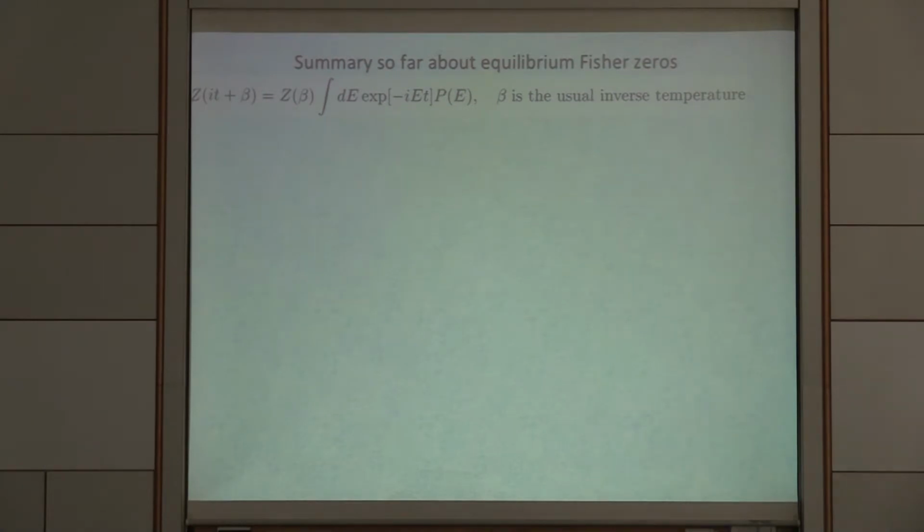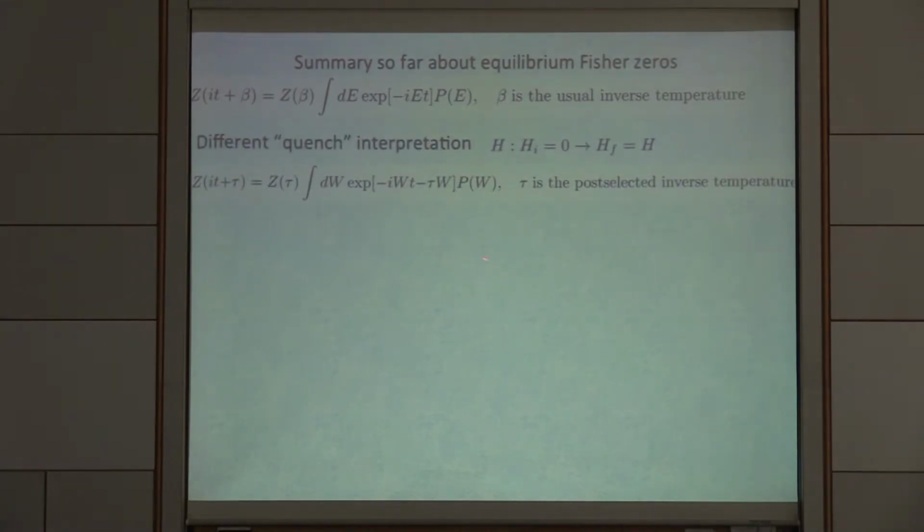So let me just summarize this part, and I'll go to non-equilibrium. So I just told you that the complex temperature partition function, and I switch from tau to beta to highlight it's really the initial temperature, is just a Fourier transform of the energy distribution. And beta is just my equilibrium temperature. On the other hand, the same object is given by a Fourier transform of my work distribution in the sense I described. And tau, you can view tau as a post-selected temperature. It's just interpretation.